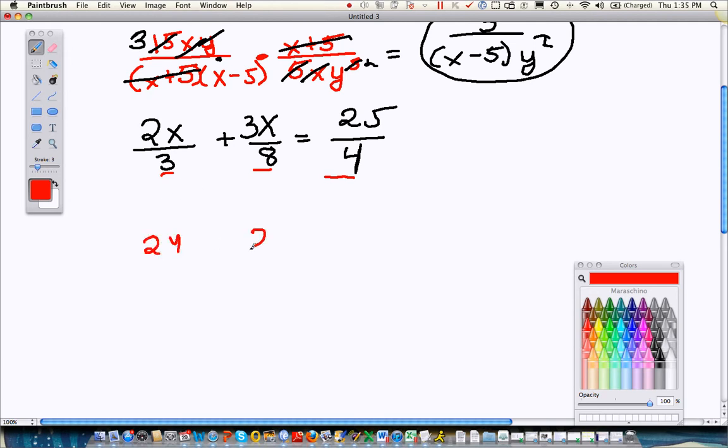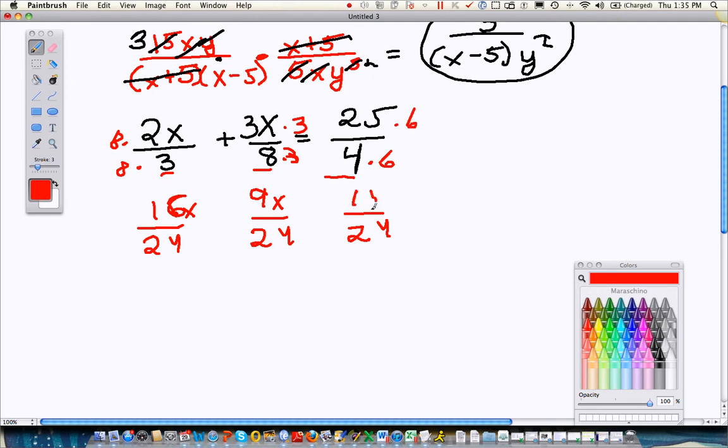And I look at each fraction individually. And I think to myself, okay, how do I turn that fraction into a 24? To turn a 3 into a 24, we need to multiply by 8. So I go ahead and multiply by 8 and I get 16x. To turn an 8 into a 24, I need to multiply by 3, and what you do to the bottom, you must do to the top, so I get 9x. To turn a 4 into a 24, you need to multiply by 6. So I go ahead and do that, and I get 150.